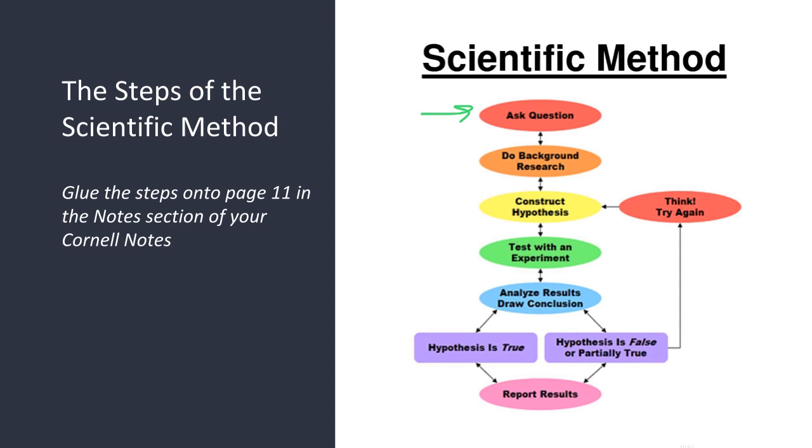then analyze your results. If your hypothesis is true, you can report your results. If your hypothesis is false or partially true, you need to report your results and go back and try again. You can always do the try again step before reporting your results, but you will want to keep track of all of your results so that you can provide the whole picture. You don't need to copy these steps down, but you do need to glue the page provided into your notebook. I'd recommend either gluing it sideways or folding it into a smaller amount so that it doesn't take up too much space in your notes.